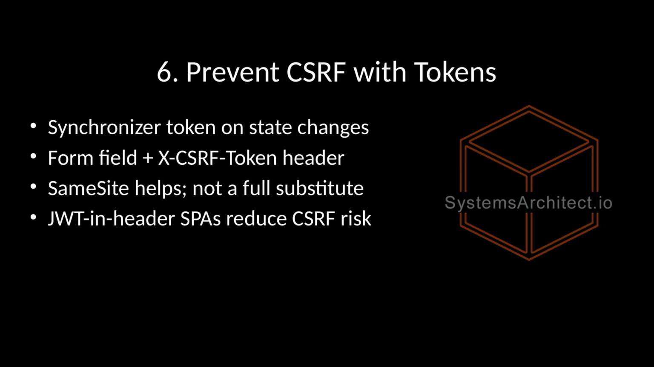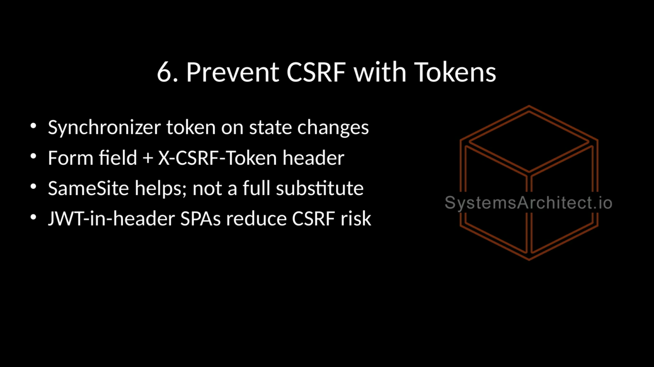Sixth, prevent CSRF with tokens. How does cross-site request forgery work? Cross-site request forgery tricks a logged-in browser into firing state-changing requests from a malicious page because cookies attach automatically. Anti-CSRF tokens in forms and X-CSRF-Token headers prove the request came from your UI. Double submit cookies work for more stateless setups.